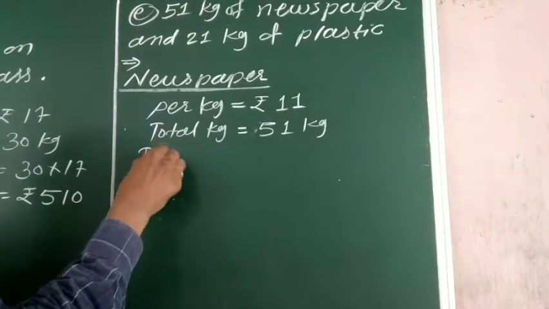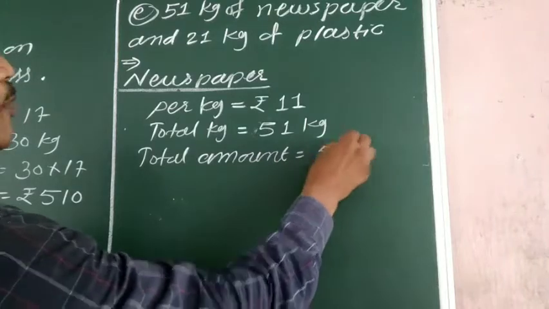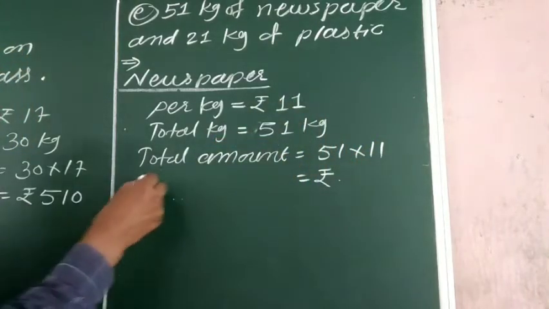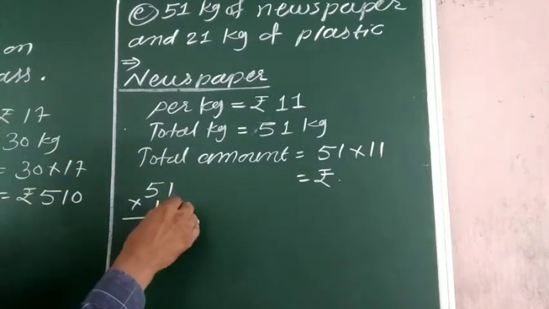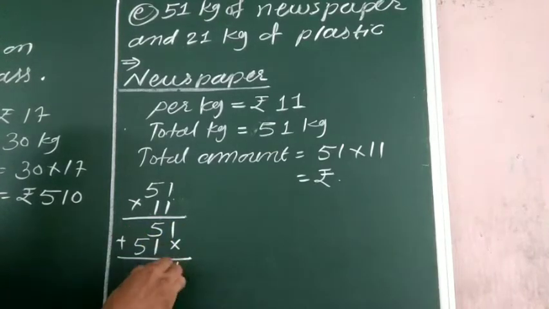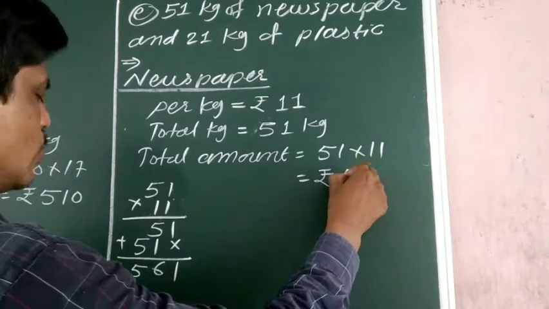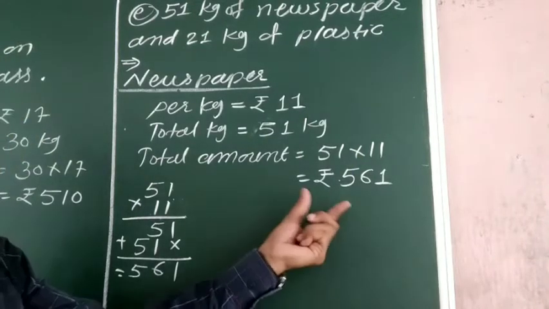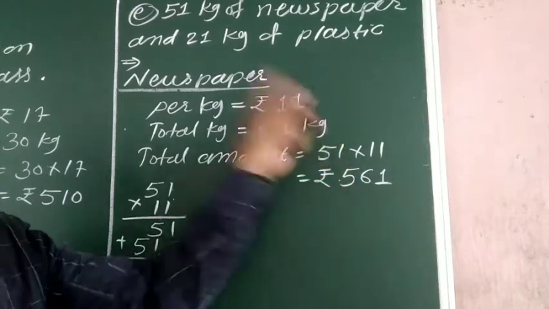Then total amount. It is 51 into 11. So see, 51 into 11. Now 1 one is again here like this. 561. It is rupees 561. Now what is this 561? This is the total amount for 51 kg of newspaper at the rate of rupees 11.